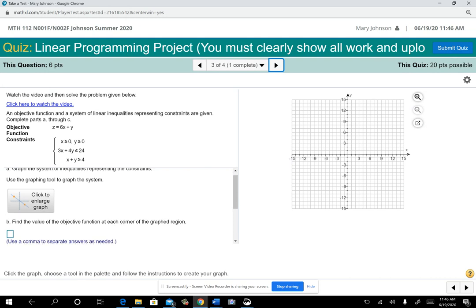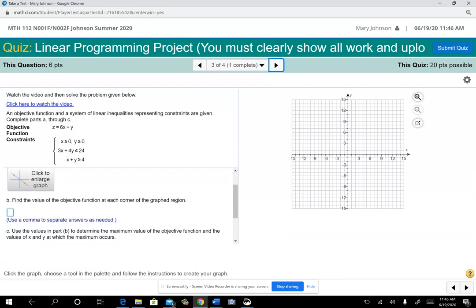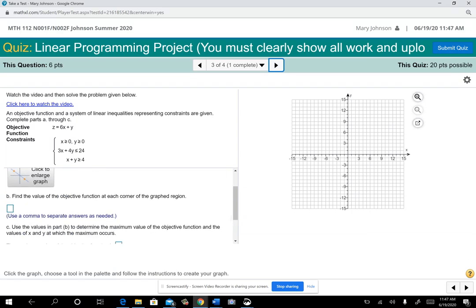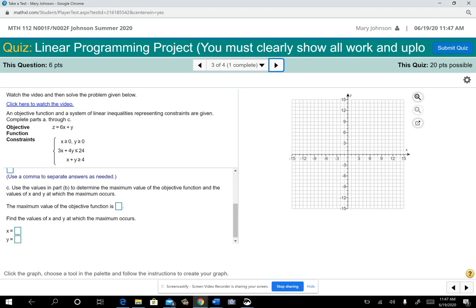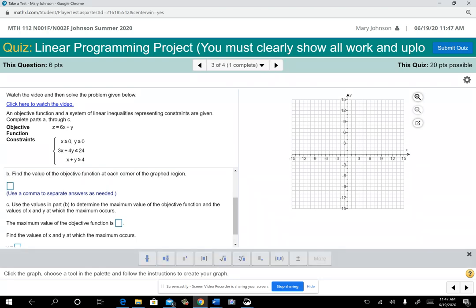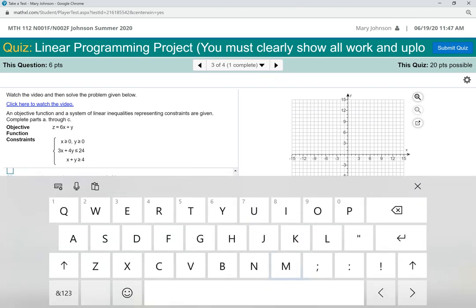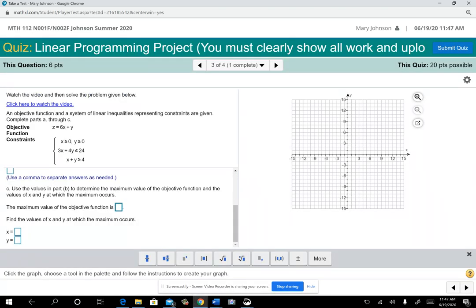Okay, so find the value of the objective function at each corner of the graph region. So you put the values you find after you plug in your corner points. Then it says use those to determine the maximum value of the objective function and the values where that occurs. So you would put whatever the highest value is, once you plug in your corner points, into the box there, and then you would take the ordered pair where that happened and separate it and say that happens when x equals this number and y equals that.